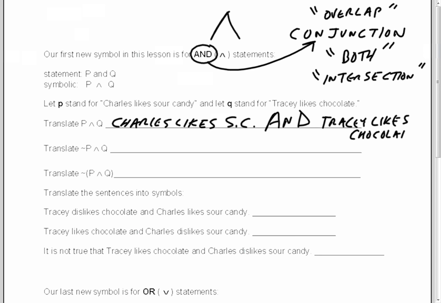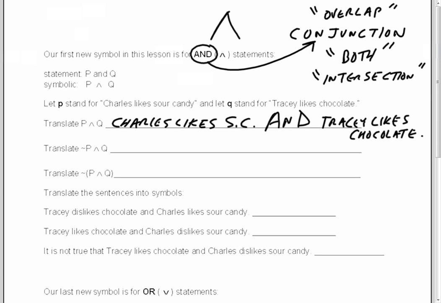Right now, we are just translating today. When we get to truth tables, we will actually be using "and" and "or" in very specific ways to take a look at outcomes or results in our truth tables.